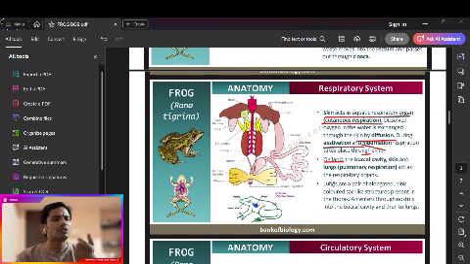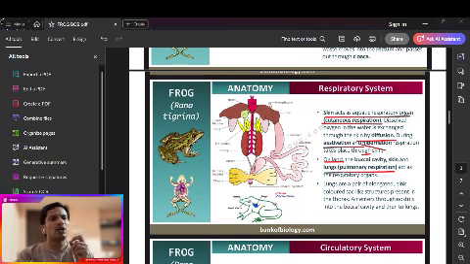When frogs use lungs, this is the major mode when it is on land. In such cases they are using the lungs. That mode of respiration is called pulmonary respiration.